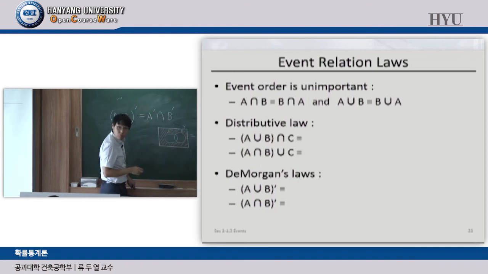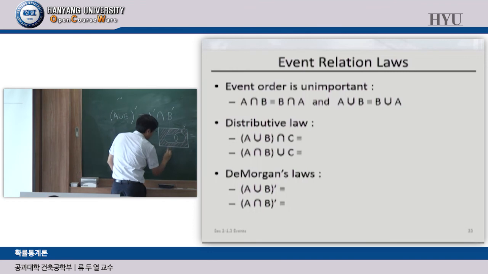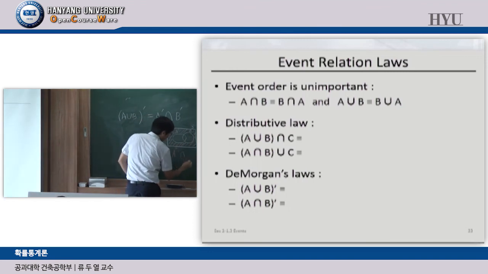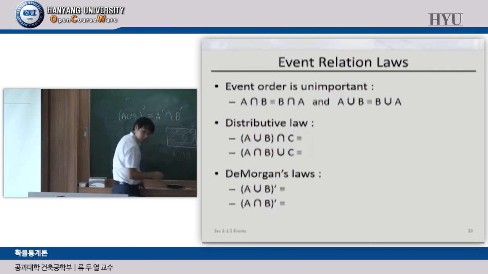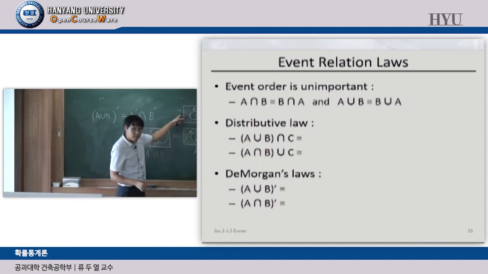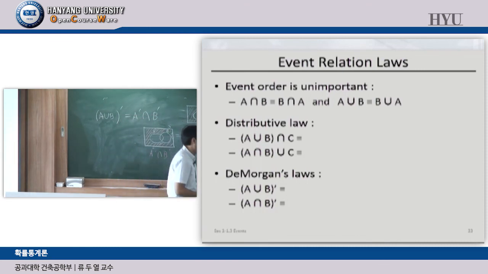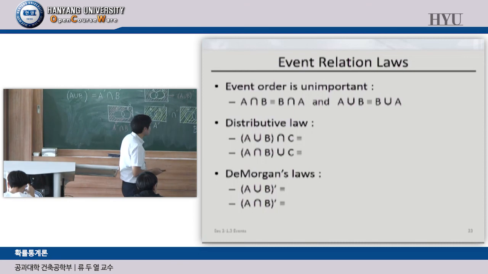this shaded zone, right? That will be the complement of event A intersection the complement of event B. So as you can see, the shaded area is equal to the previous case. So De Morgan's law can be used to calculate some event relationships.